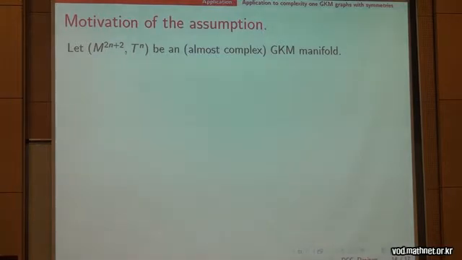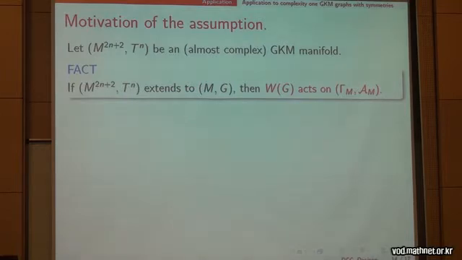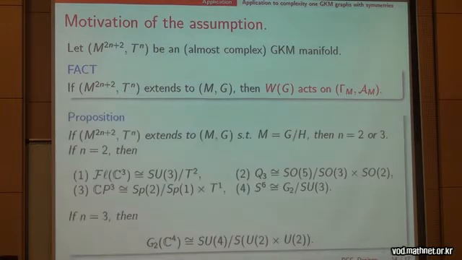Actually, this is a motivation. There is a motivation for these assumptions. So let M^2n with T^n be a GKM manifold with an almost complex structure. Then actually, this is a fact. If this GKM manifold extends to G actions, more general compact connected Lie group actions, then its Weyl group acts on the GKM graph induced from this GKM manifold. This is the fact. So I will assume there are symmetries on the GKM graph.